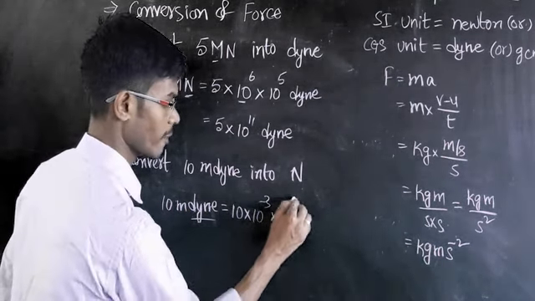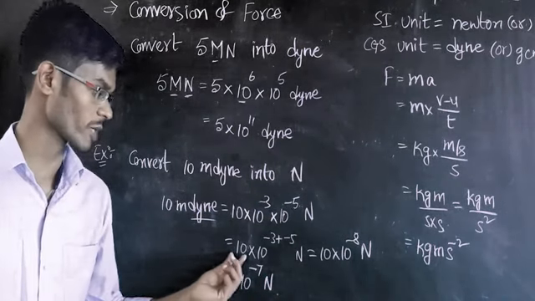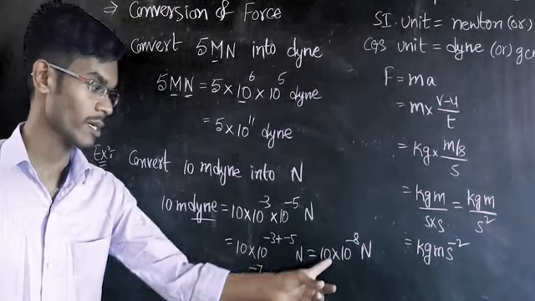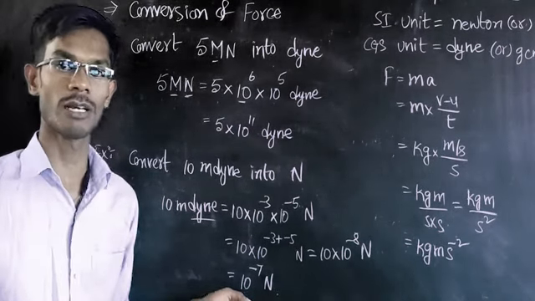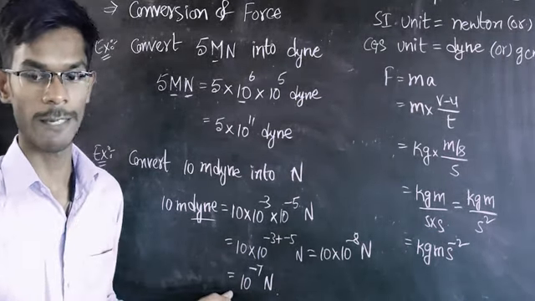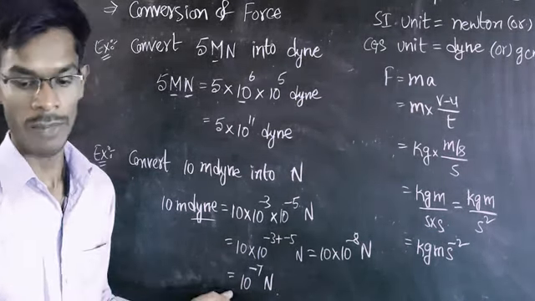Then here 10 into 10 to the power of minus 3 plus minus 5 Newton, that is equal to 10 into 10 to the power of minus 8 Newton, or simply we can write it as 10 to the power of minus 7 Newton. So 10 millidyne is equal to 10 into, milli value is 10 to the power of minus 3, into 1 dyne is equal to 10 to the power of minus 5 Newton. So finally we got the value of 10 to the power of minus 7 newtons. Okay, this is the conversion of force.